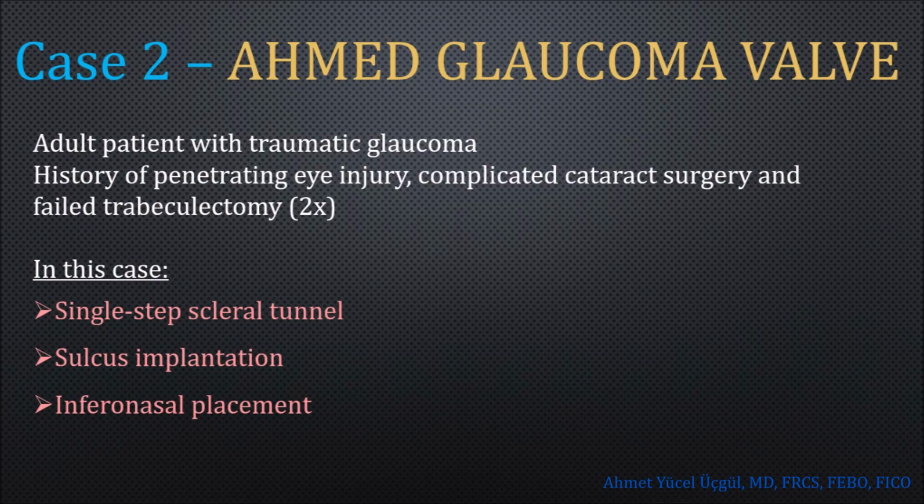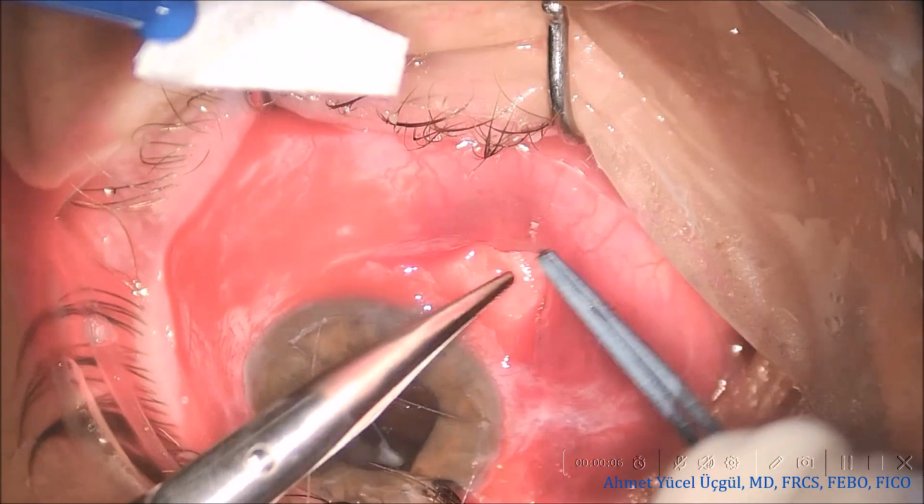This eye had a particularly challenging surgical history, including penetrating eye trauma, complicated cataract surgery, and 2 failed trabeculectomies. In addition, because there was superior scleral damage, I preferred inferonasal implantation. The tube was placed in the sulcus using a single-step scleral tunnel approach.